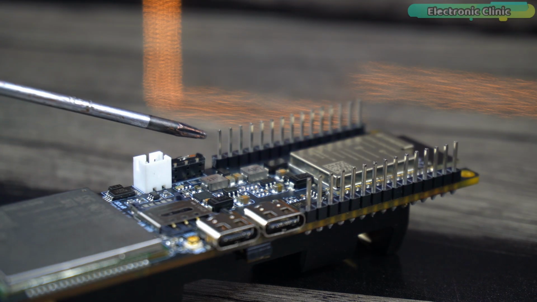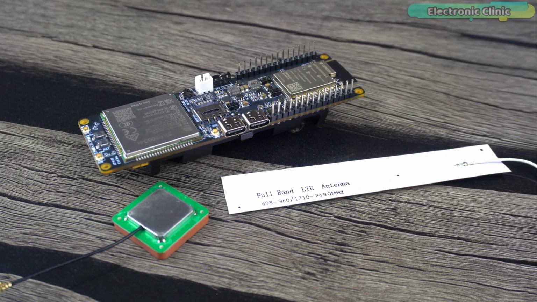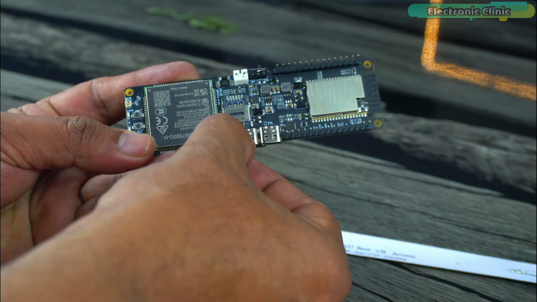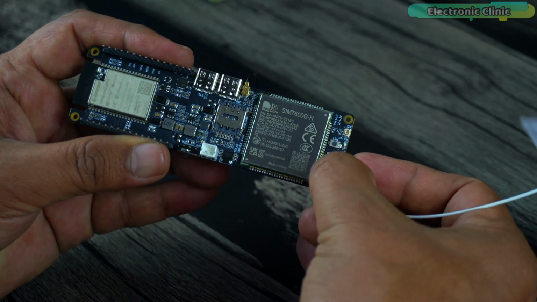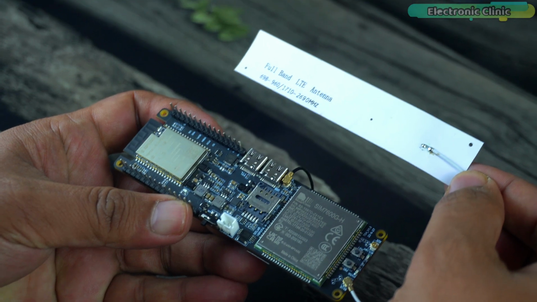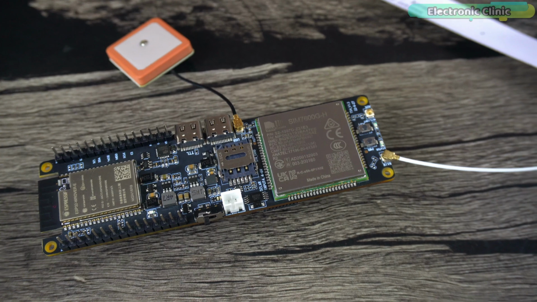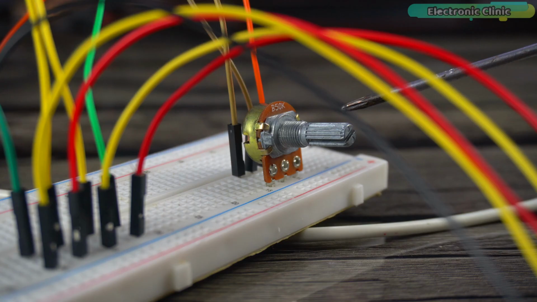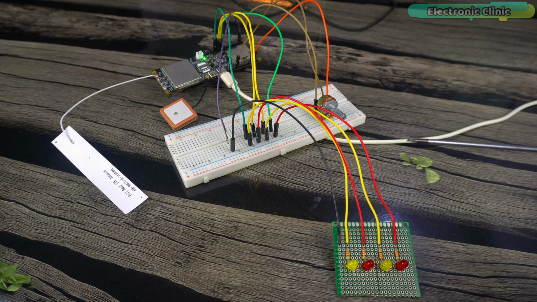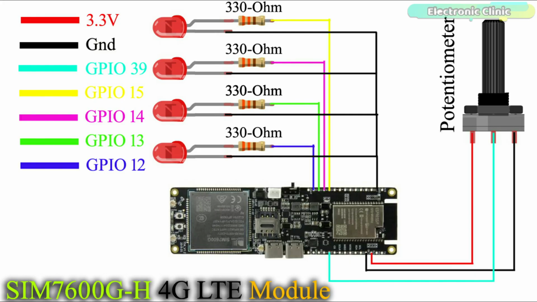You can see the male headers have been soldered. Now let's connect the GPS antenna and the full band LTE antenna. Everything looks good, and now let's power up this beast and see what it's truly capable of. This time, I've connected LEDs and a potentiometer instead of relays and a temperature sensor. We will control these LEDs and monitor this potentiometer. For the connections, you can follow this circuit diagram.